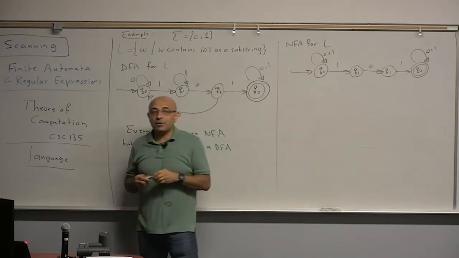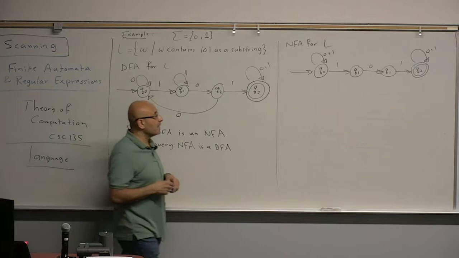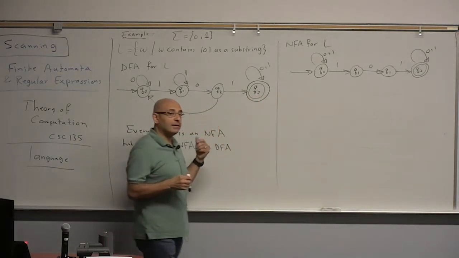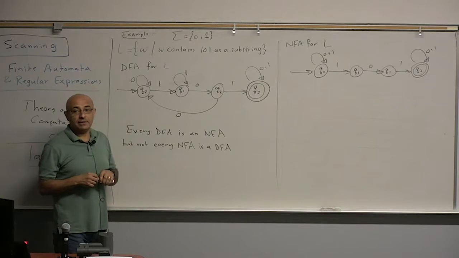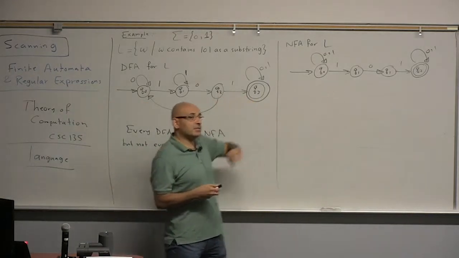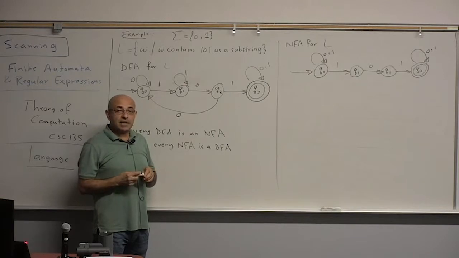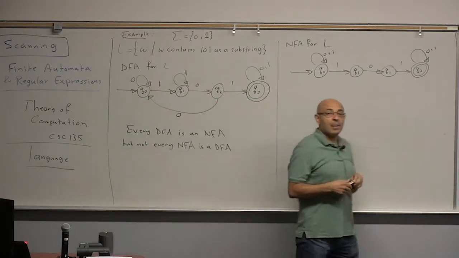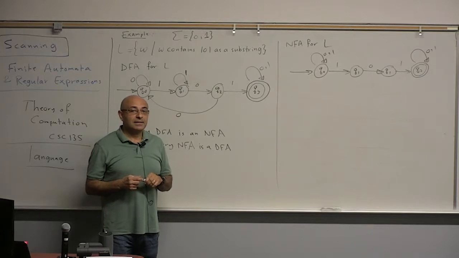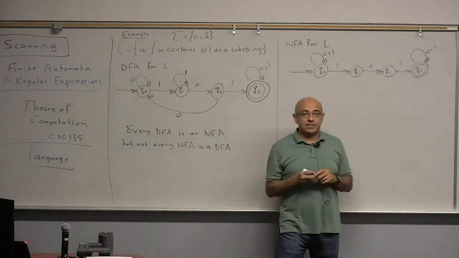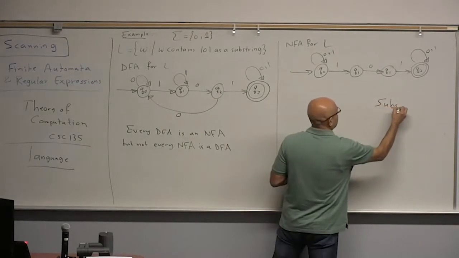In 135, you have seen an algorithm or a procedure for converting an NFA to a DFA. A DFA does not need to be converted to an NFA because it's already an NFA, but an NFA is not necessarily a DFA. So there is a procedure for converting an NFA to a DFA. What's the name of that procedure? The name has to do with the way it works. It's the subset construction.